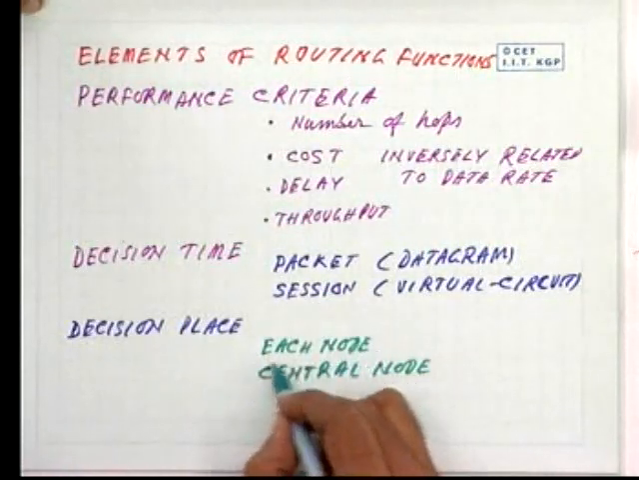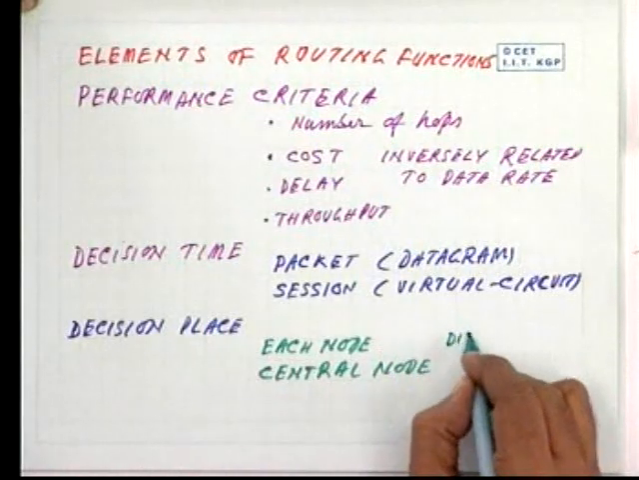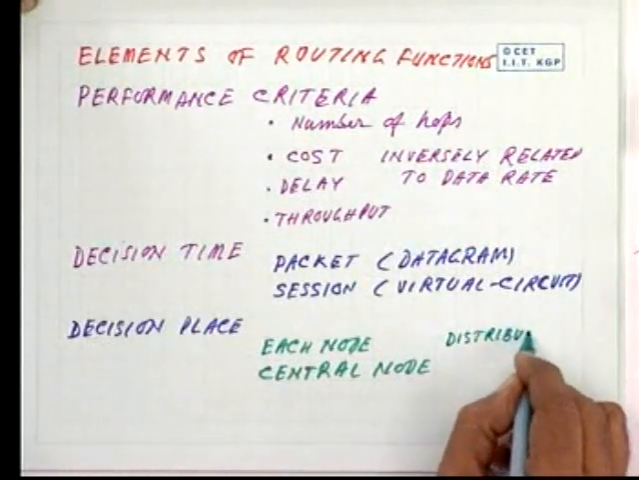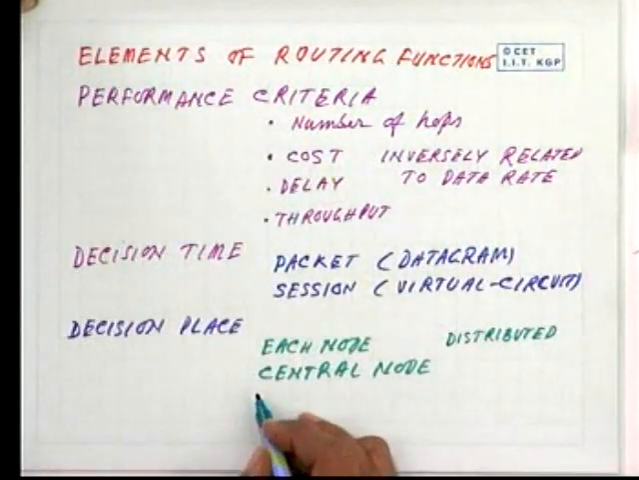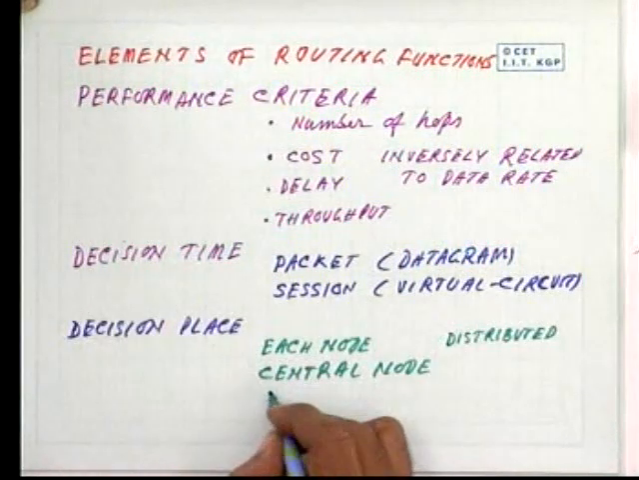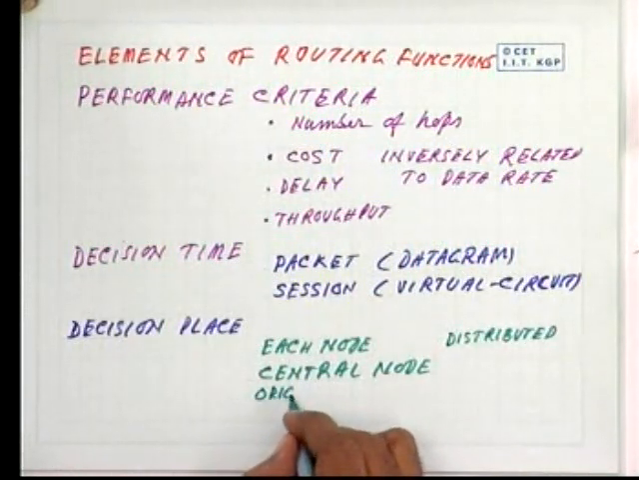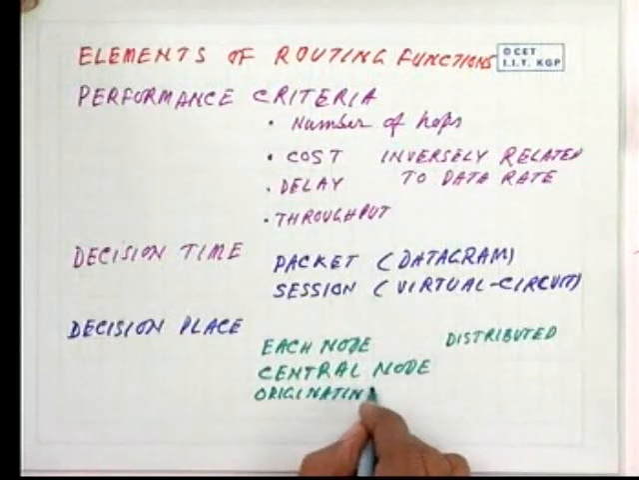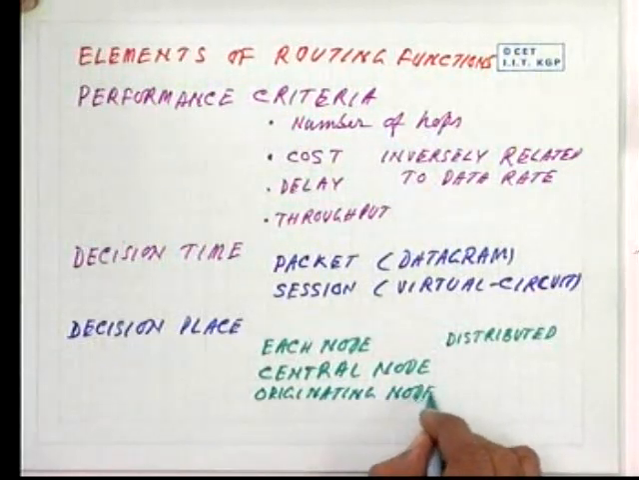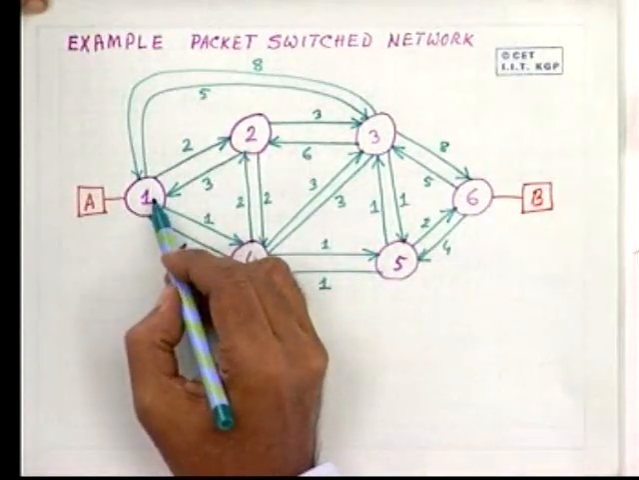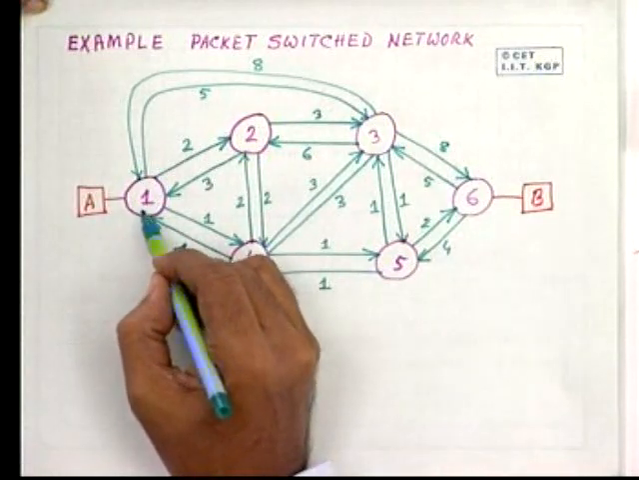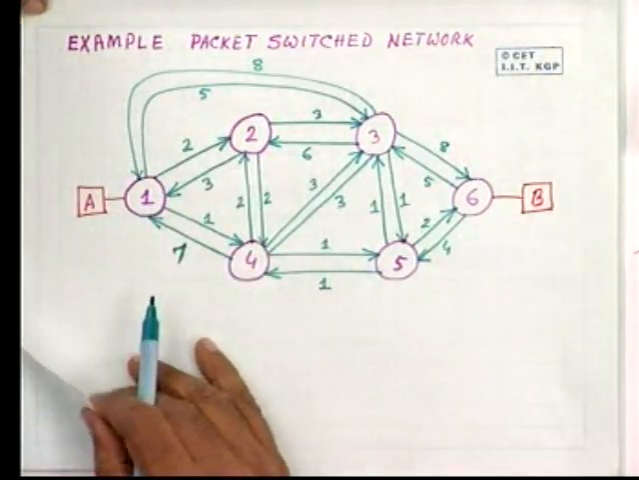On the other hand, when it is each node, it is distributed and much more robust. And there is another possibility: it is decided by the originating node. That means when a packet is introduced by a station, the originating node incorporates the information about routing. So this is known as source routing.